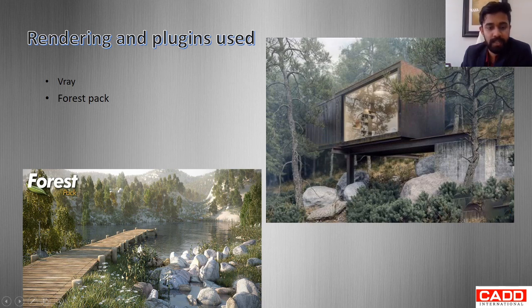You can see in these images that only the bridge has been created in modeling, and the water with the help of V-Ray material. The surface has been created, and after that the trees and rocks, everything has been done with the Forest Pack plugin only. So that's all we'll be doing in the 3ds Max software with the help of the V-Ray plugin and Forest Pack plugin.